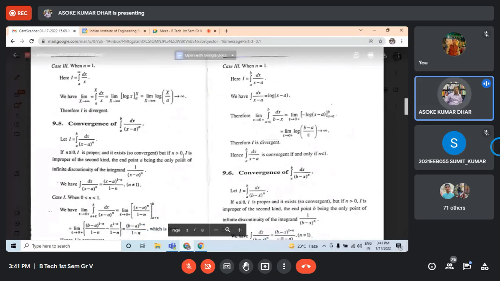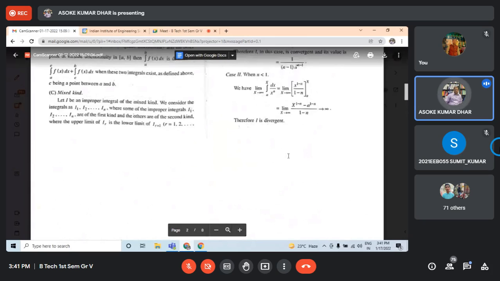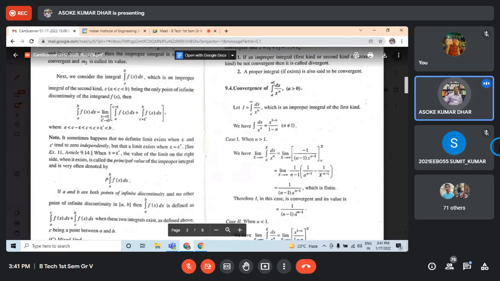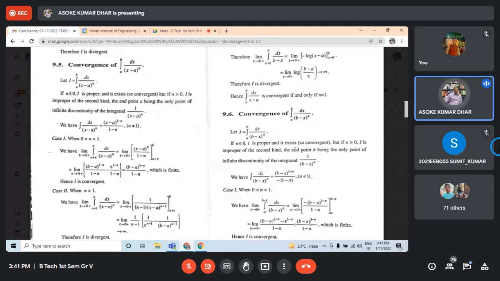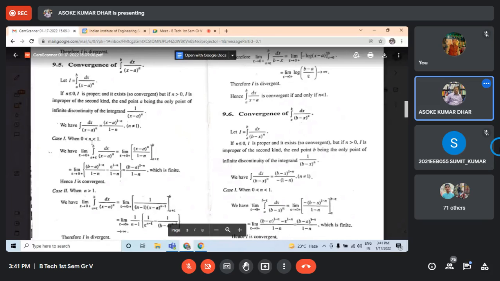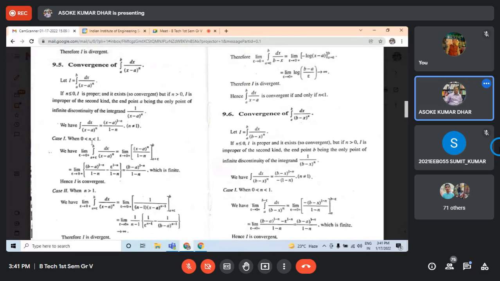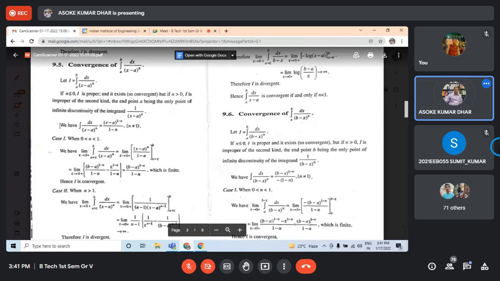Next, consider convergence of this type. This is the second type of integration. This is the first kind: a to infinity, upper limit infinity. This is a first kind example. Second kind: dx by (x minus a) to the power n. Here we see that at x equal to a, the function is unbounded.